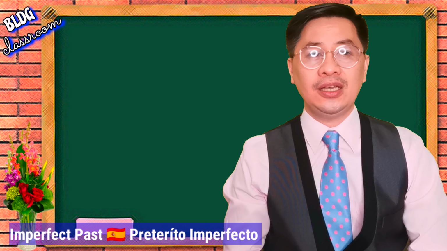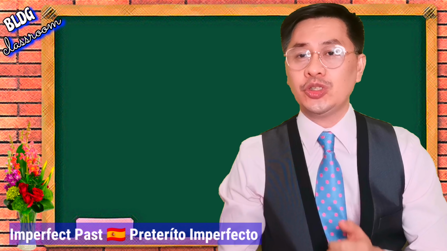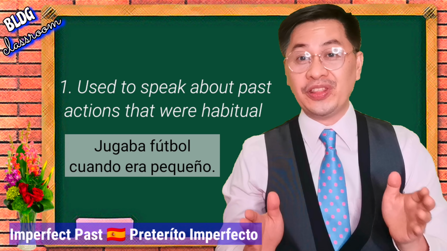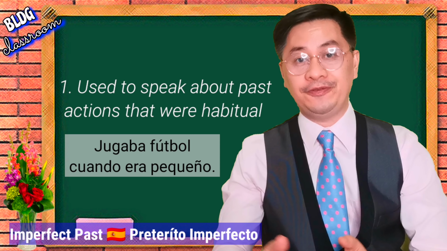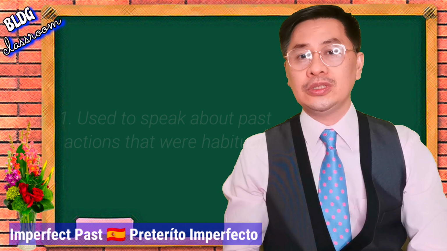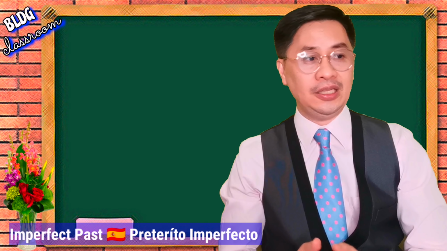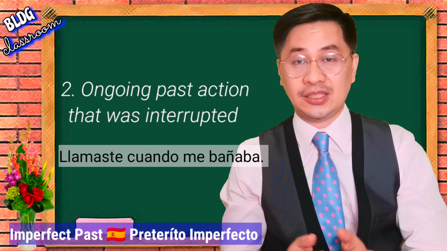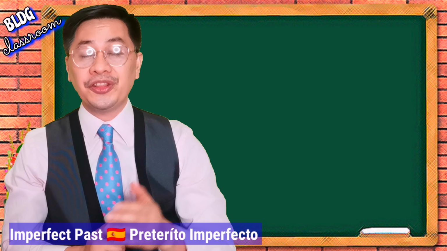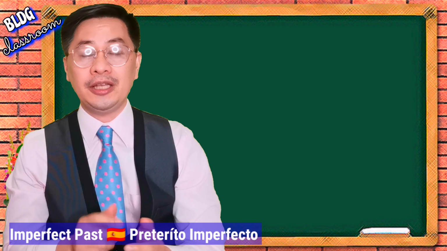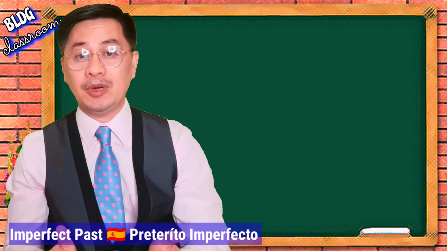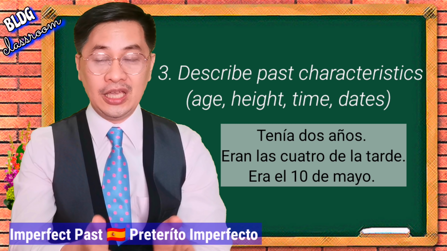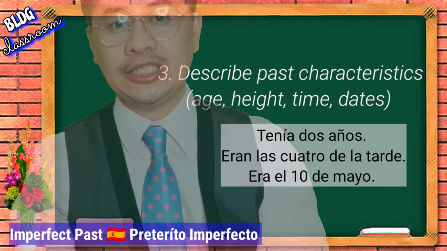The first one is, imperfect past tense is used to speak about past actions that were habitual. So the things that you used to do before. Number 2. We use the imperfect past tense when we talk about ongoing past action that was interrupted. The third one is we are going to use the imperfect past tense when we describe past characteristics. Let's take for instance your age, height, time, and so on and so forth.